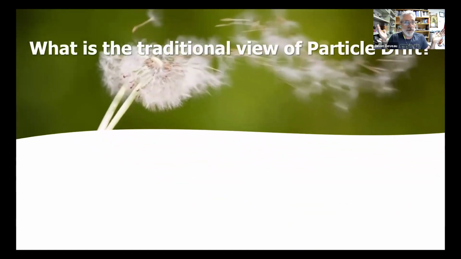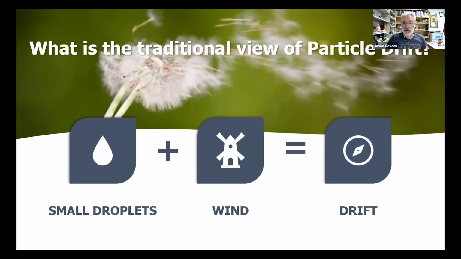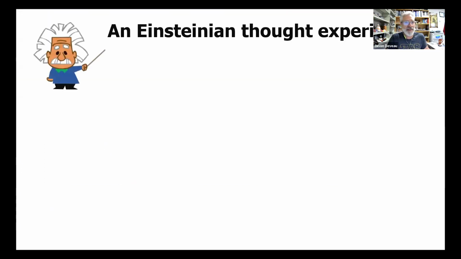If you were here in person, if I were there with you, I would ask you, what is the traditional view of particle drift? And I'm hoping in your head you're all saying, little droplets plus wind equals bad. And that's what we've always said. Small droplets encounter windy conditions and they blow off course. We get it. But I want to flip the script a little bit because I think it vilifies wind.